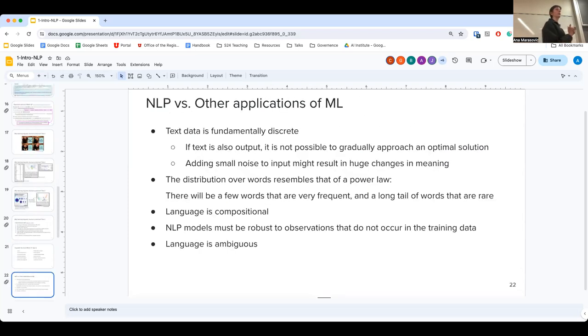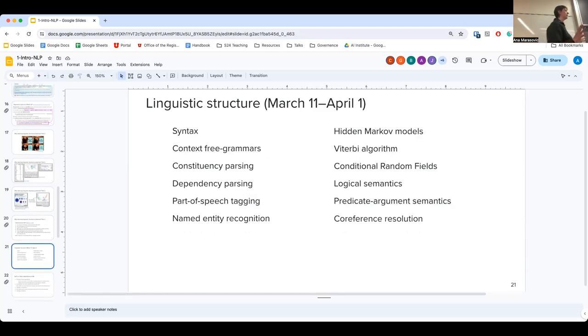Okay, before I move into the logistics, I also want to talk a little bit about how NLP is different from other ML applications, but maybe we can stop here and see whether there are any questions about this linguistic structure and the difference between NLP and purely end-to-end deep learning systems. All right. I heard some murmurs.